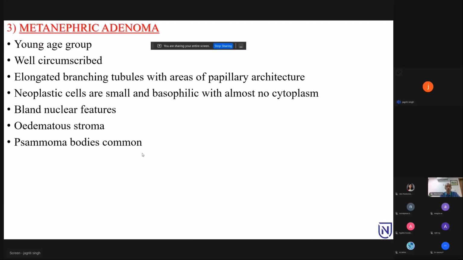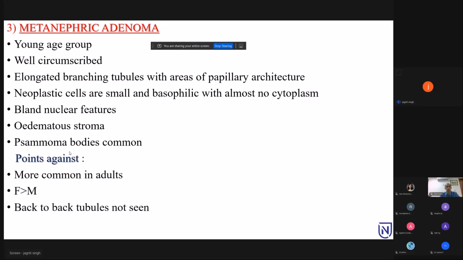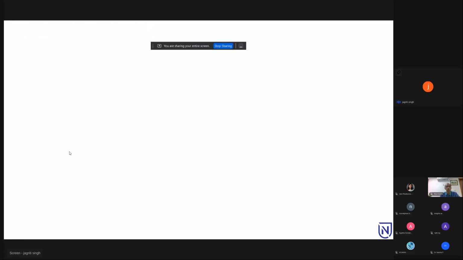My third DD is metanephric adenoma, which is seen in a younger age group, is well circumscribed, with elongated branching tubules with areas of papillary architecture. Neoplastic cells are small and basophilic with almost no cytoplasm, bland nuclear features, edematous stroma, and psammoma bodies are common. My points against are that it is more common in adults. Females are more commonly affected than males. Here, our patient is a male, and back-to-back tubules are not seen.